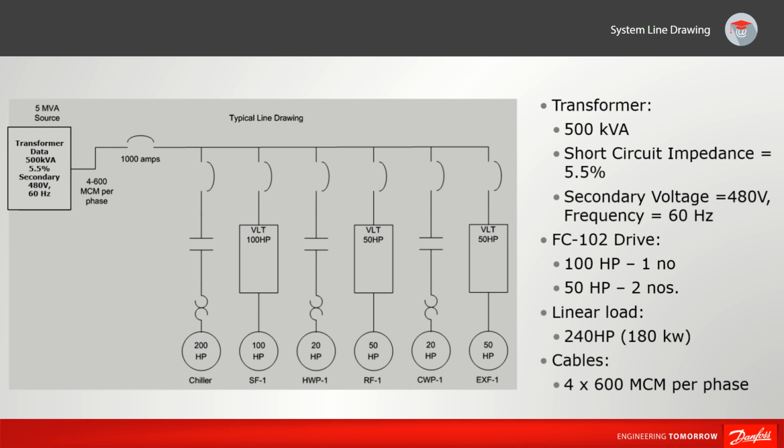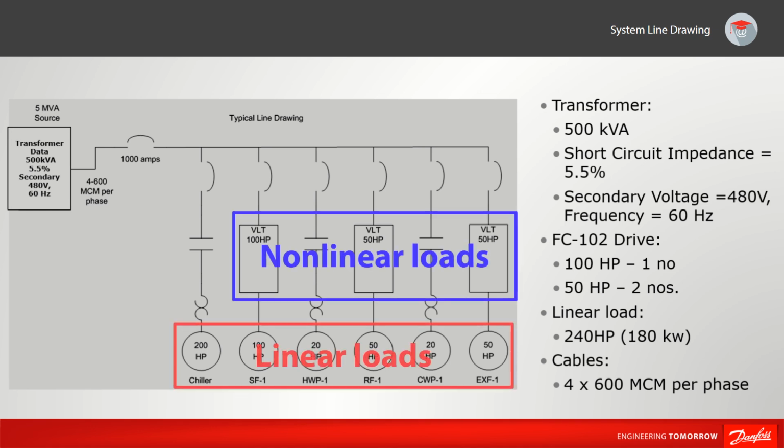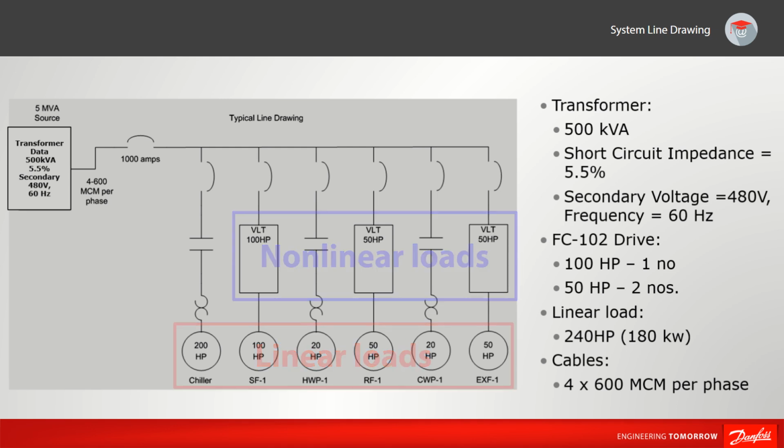This diagram shows a system with some non-linear loads like drives, and linear loads of motors. I converted the system into a simplified form in this diagram. The transformer has a rating of 500 kVA and a short circuit impedance of 5.5%. It has a secondary voltage of 480 volts and rated for a frequency of 60 Hz. This information was found on the transformer data label.